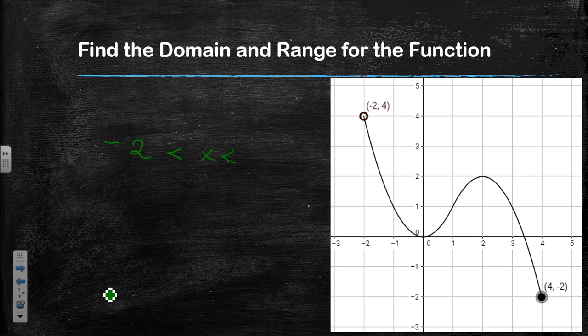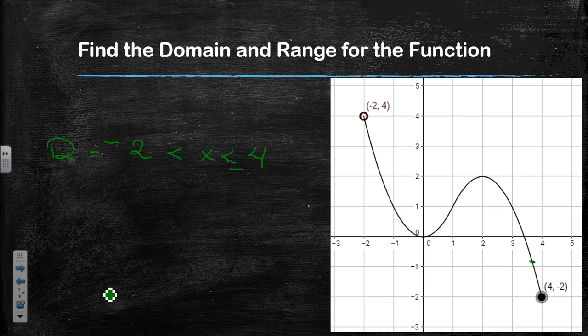And then how large can x become? What's the biggest value of x? 4. 4, good. Because that's the largest value it ever gets to be. Now, how about the range? Would it be like before, like less than or equal to? Thank you. Good catch.